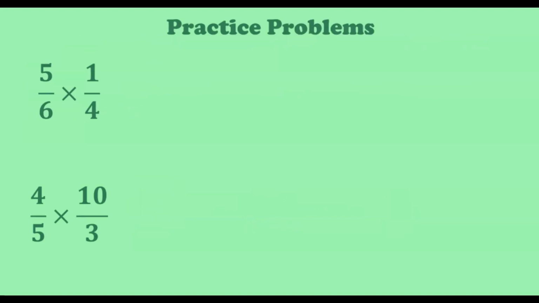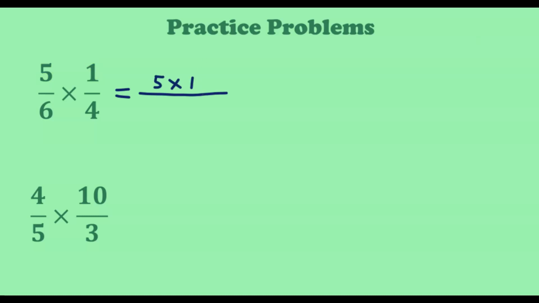Consider the first problem. We have 5 over 6 times 1 over 4. Now whenever we multiply two fractions, the result is also a fraction. So first of all, let us write this fraction line. Now what is our first step? We need to multiply the numerators of the original two fractions. The numerators are the numbers on top, so the numerators are 5 and 1. And we need to multiply these two to obtain the numerator of the resultant fraction.